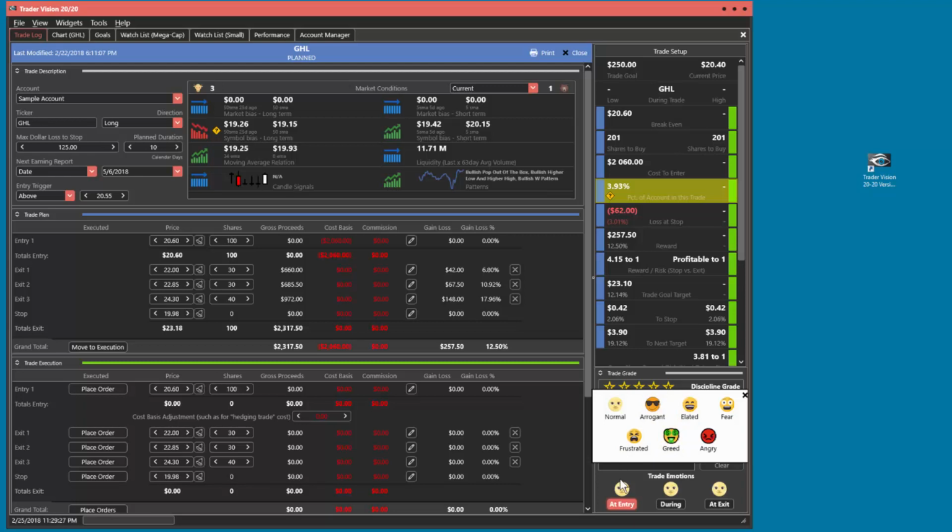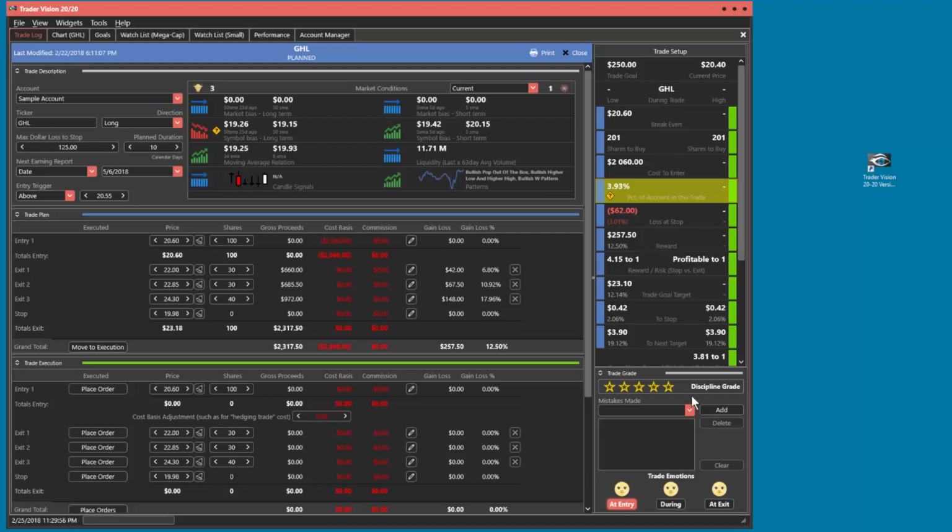Or whatever it is, you need to identify what emotions you have as you enter a trade and then track those things and track the performance against those emotions at the time of entry, during the trade, and at the time of exit, so that you can come back then and look at your performance and say, when I'm greedy at entry, that's a good thing, or that's a bad thing, or it doesn't make much of a difference.